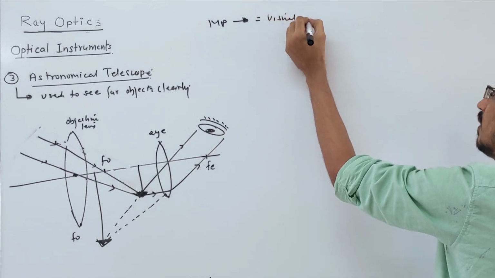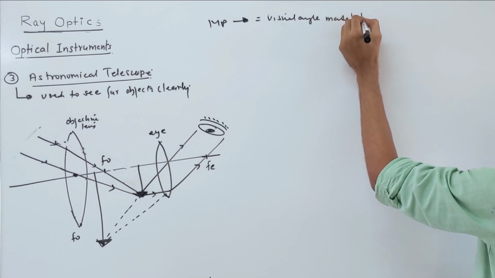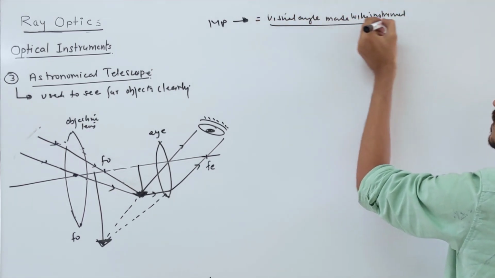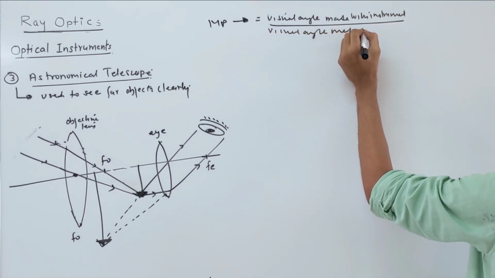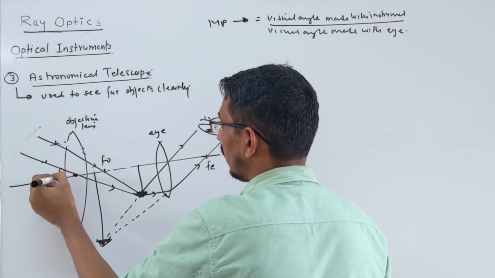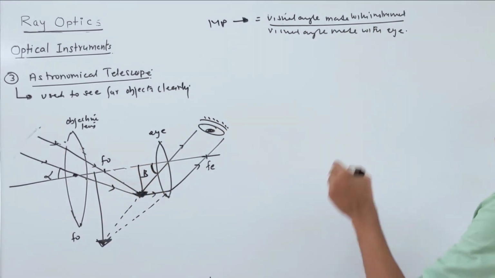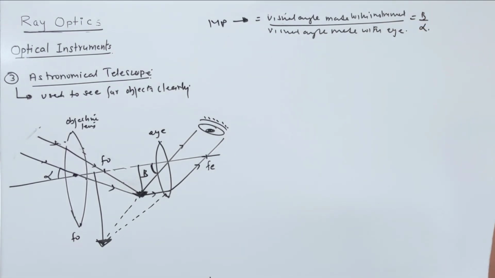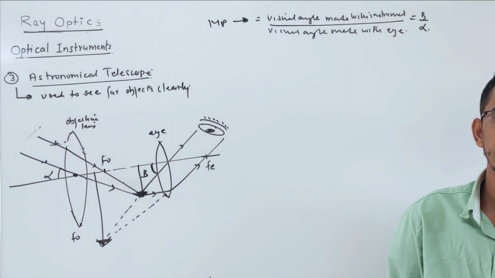Visual angle made with the instrument, by visual angle made with the unaided eye. So this angle is, suppose, alpha, and that angle is your beta. So this is nothing but beta by alpha that we are talking about. Again, you want to write magnification in terms of focal length and object distances.